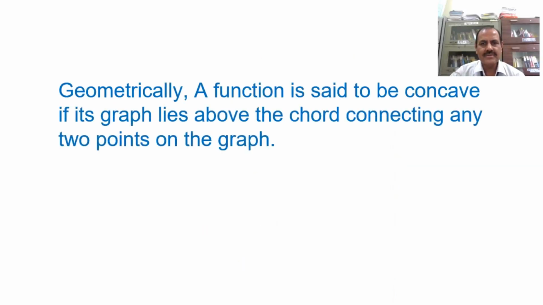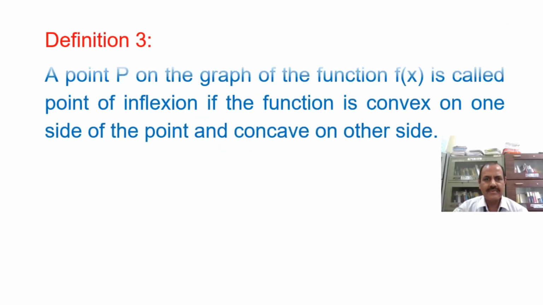Geometrically, a function is said to be concave if its graph lies above the chord connecting any 2 points on the graph. Now, let us see another definition of point of inflection. A point P on the graph of the function f(x) is called a point of inflection if the function is convex on one side of the point and concave on the other side.